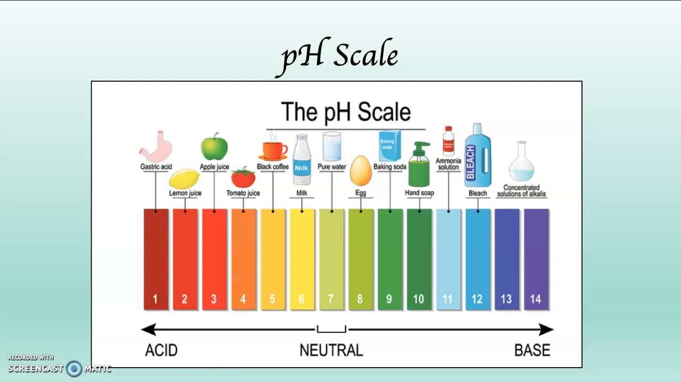Little basic gifts. Baking soda, hand soap, get up to 11, we're at an ammonia solution. Bleach is a 12. And then concentrated solutions of alkalis. I think Drano is like a 13 on this scale, if I remember correctly.